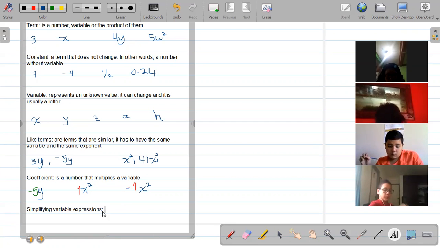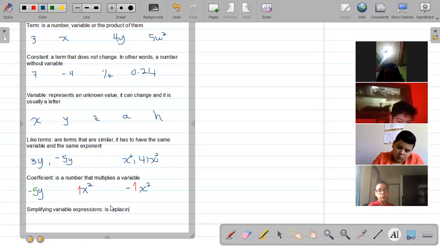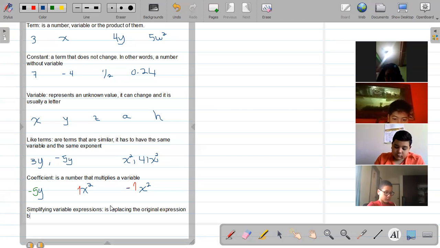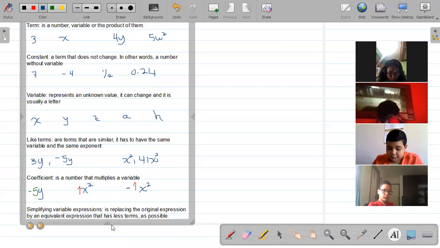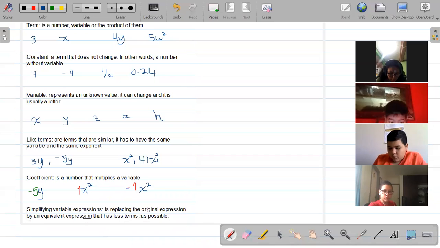We're going to say that simplifying a variable expression is replacing your original expression by an equivalent one that has less terms as possible. Okay, so that is simplifying a variable expression. Now I'm going to give you an example of how we're going to do it.